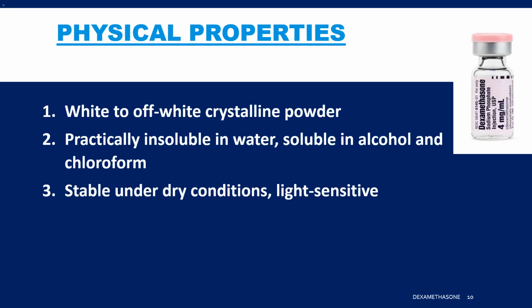Physical properties of dexamethasone. 1. Appearance. Dexamethasone appears as a white to off-white crystalline powder, which describes its physical form and color. 2. Solubility. Dexamethasone is practically insoluble in water, but soluble in alcohol and chloroform, which affects its formulation and administration. 3. Stability. Dexamethasone is stable under dry conditions, but it is sensitive to light, which requires it to be stored in a way that protects it from light to maintain its potency and effectiveness.